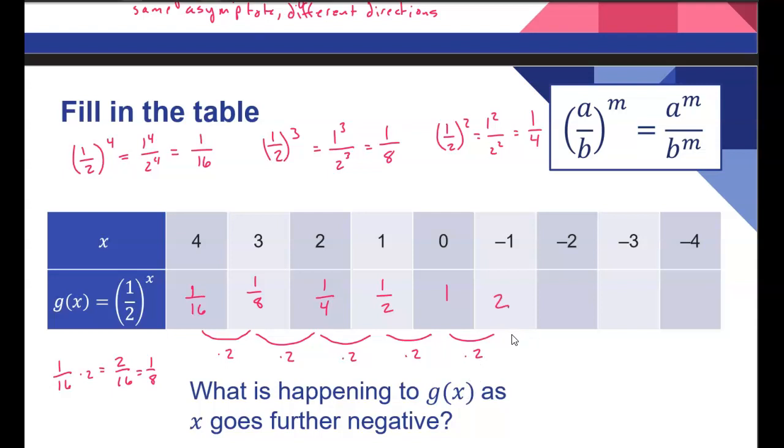1 times 2 is 2. 2 times 2 is 4. And we keep counting up. 8, multiply by 2, and we get 16. So now, as our x values are going more and more negative, what's happening to our y values? Our next one would be 32. So now as x is going more negative, our y values are growing, and they're growing really fast.